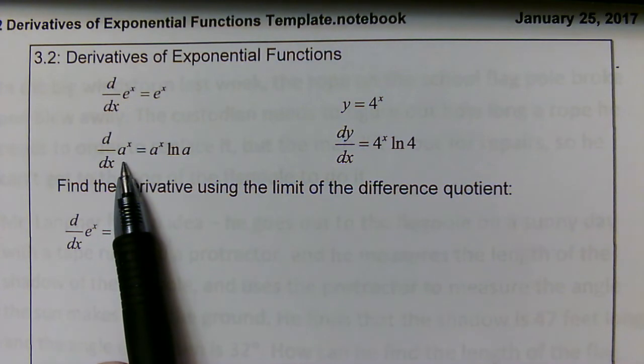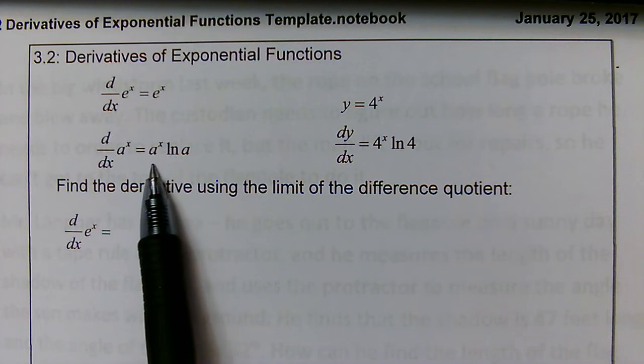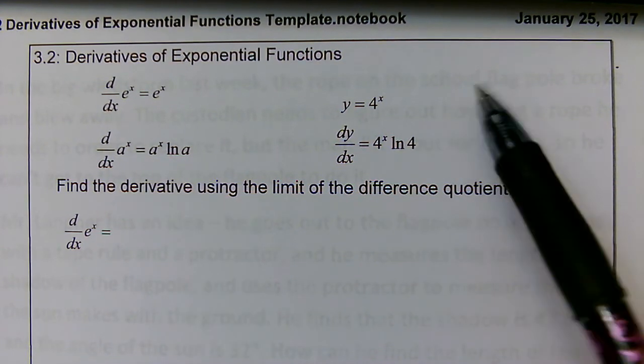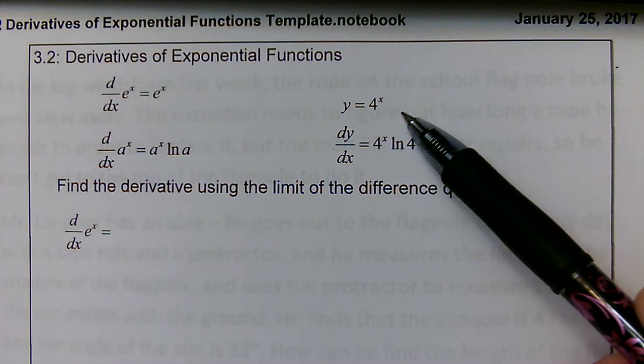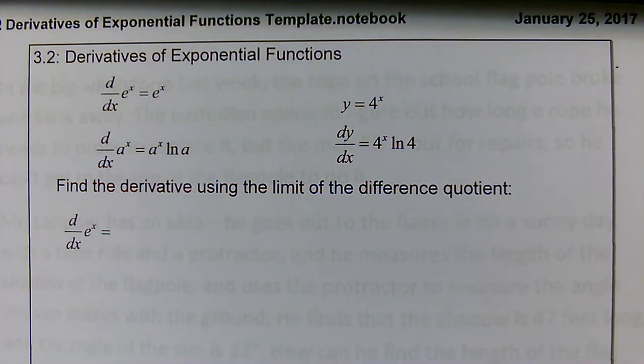The derivative of a base that's not e, a to the x, is itself, a to the x, times the natural log of the base. So for example, if your function was y equals 4 to the x, then the derivative would be 4 to the x times the natural log of 4.